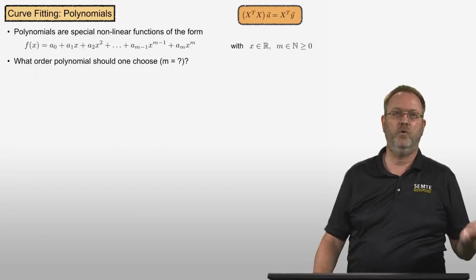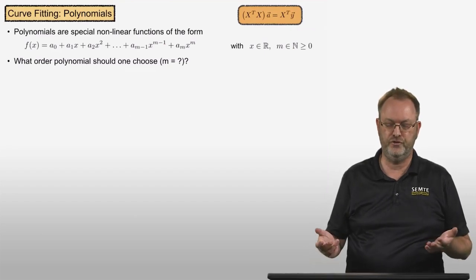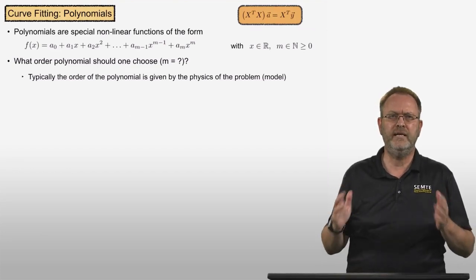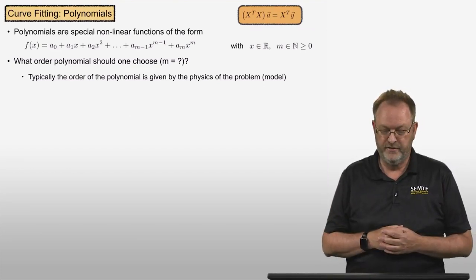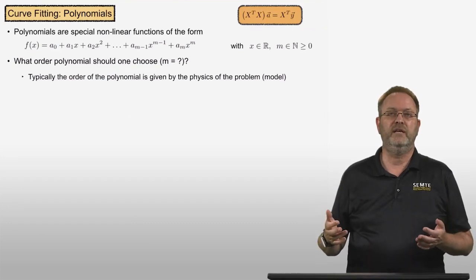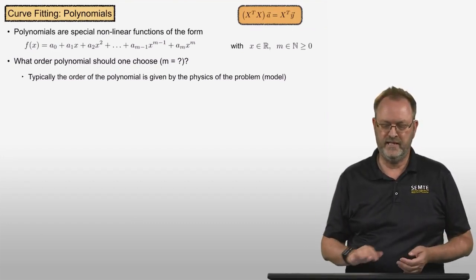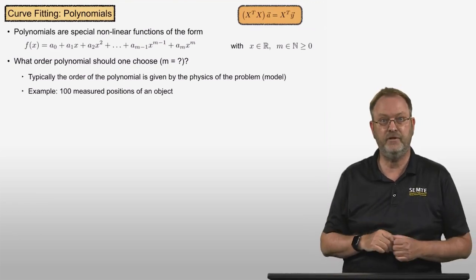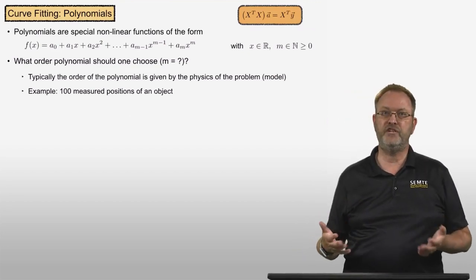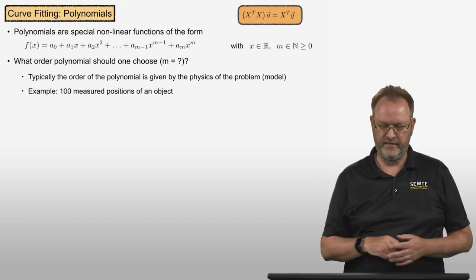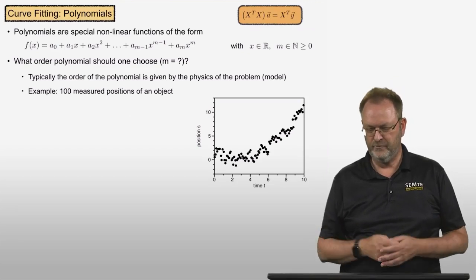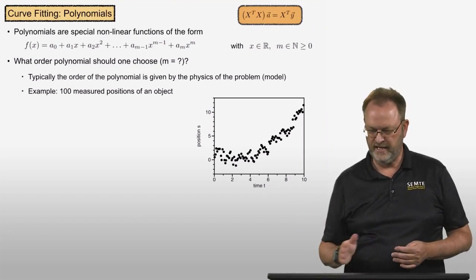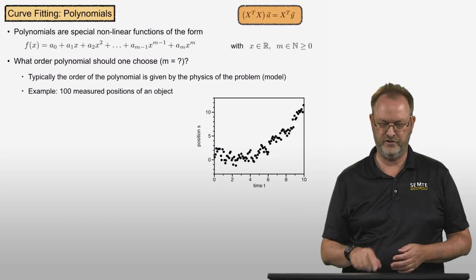Okay, so now what order polynomial should you choose? Basically, what is the m supposed to be? Now, typically in engineering applications, the order of the polynomial is given by the physics of the problem itself, basically the underlying model that you're trying to fit. So here's an example of 100 measured positions of an object. Right, and obviously I'm not that good at measuring data, so there's quite a bit of scatter in this data, in time and the position that was measured of this object.